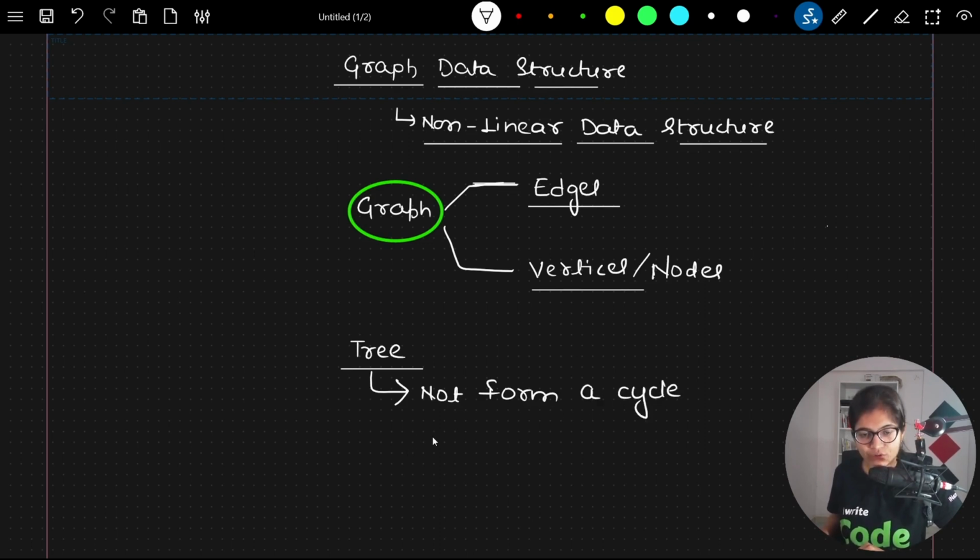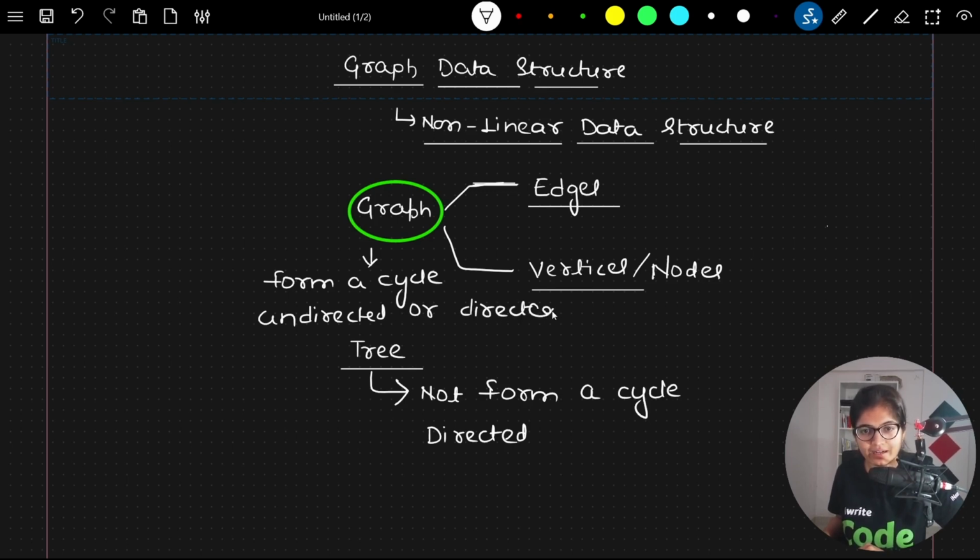And that's why a tree is always a directed graph. But a graph can easily form a cycle. That's why it can be either undirected or directed. Both of them are there. So this is the major difference between trees and graphs.